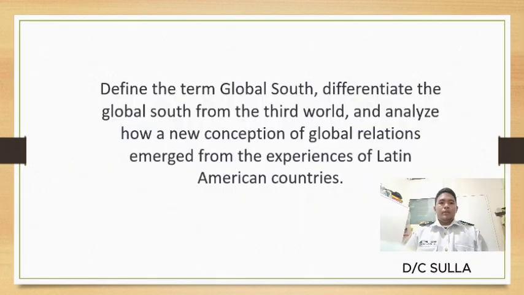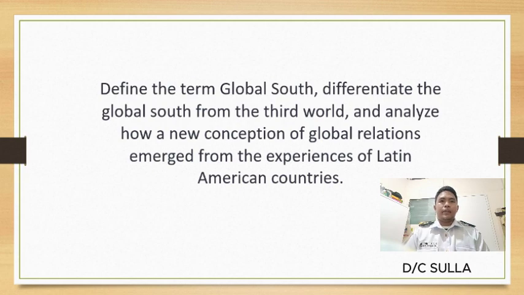That's all. Definition of Global South. The term Global South is a contemporary concept used to refer to a group of countries primarily located in Africa, Latin America, Asia, and Oceania that share common socioeconomic and developmental challenges.